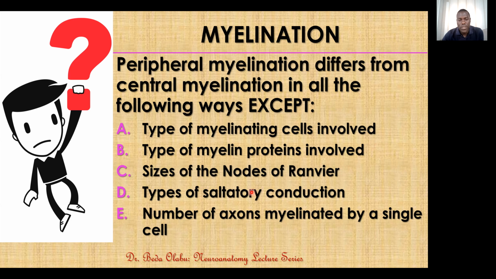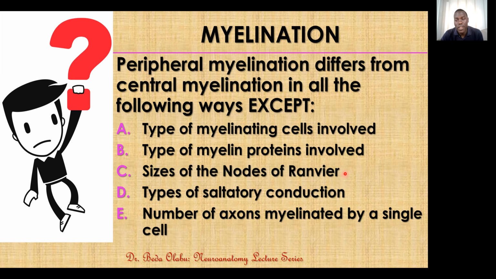Now, let me ask you, what is saltatory conduction? Anyone? It describes how an impulse skips from one node to another. Very good. It is the skipping or jumping of action potential impulses from one node of Ranvier to the next. That does not change. As long as a neuron is myelinated, it will have saltatory conduction. And so that would be the correct response.